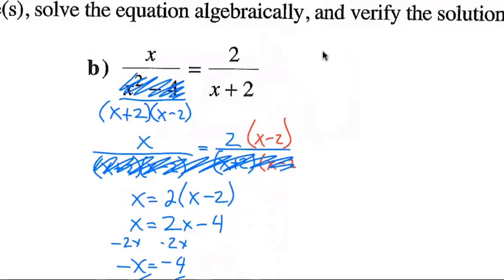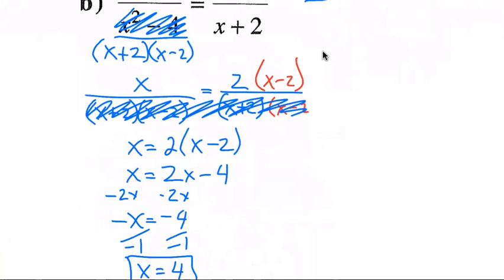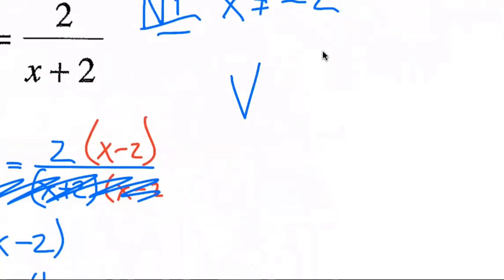It is not part of my non-permissibles, which I forgot to do. I forgot to do my non-permissible values. X cannot equal plus or minus 2. These do not fit, this 4 does not fit my non-permissible, so I need to verify 4.